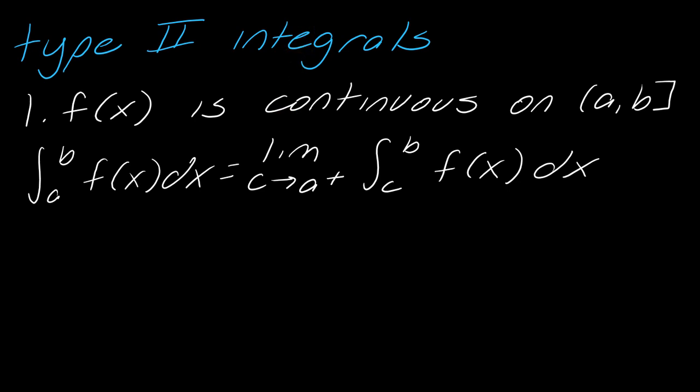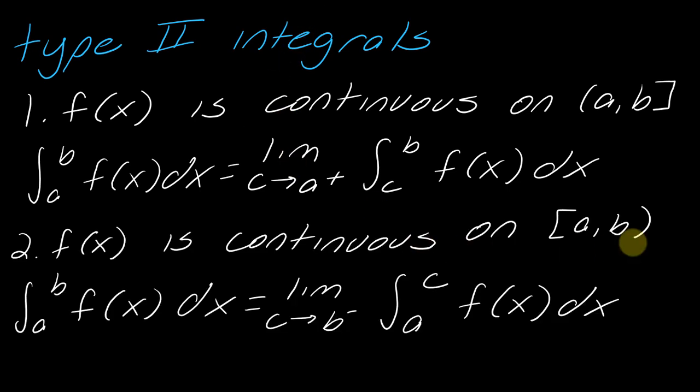And then if we go the other way, now if I'm continuous on this interval where at the endpoint I am not continuous, it's the same thing. I'm going to take that endpoint b where this function is not continuous, replace it with a number c, and then take the limit as c approaches b on the left. And that's really it.